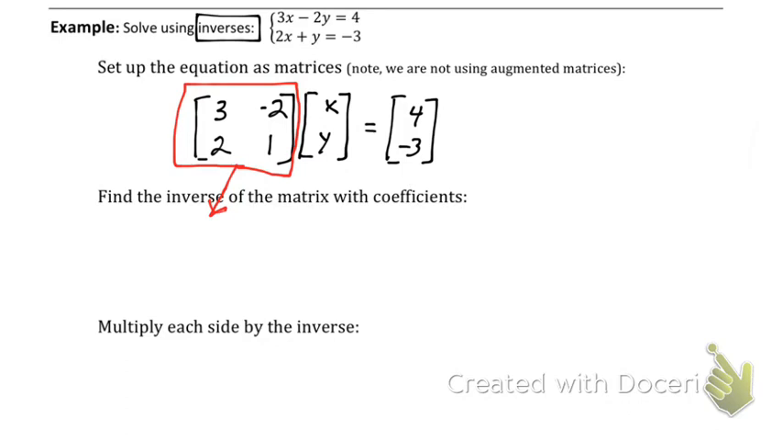So whenever I see inverse, I think find our determinant first. So our determinant is going to equal that 3 times 1 minus that -2 times 2, which is going to equal 3 times 1 is 3 minus a -4 actually turns to plus, so it's 3 plus 4 equals 7.